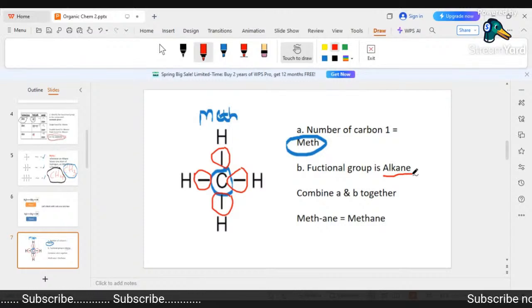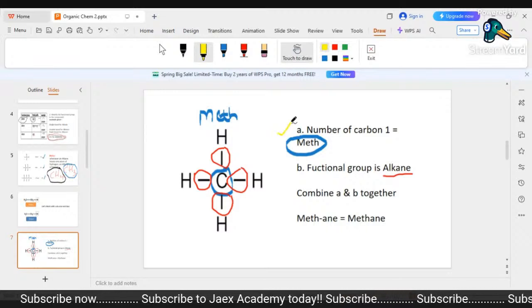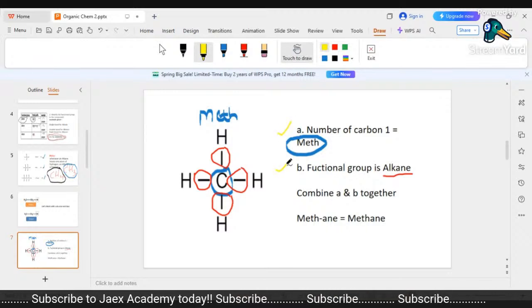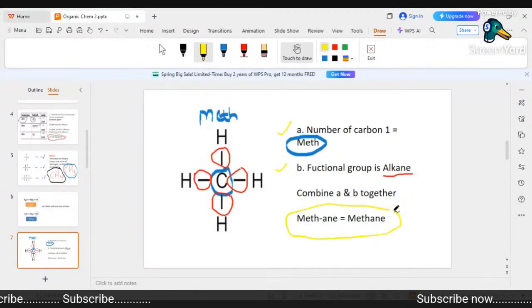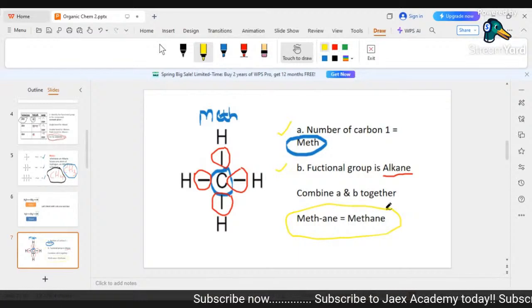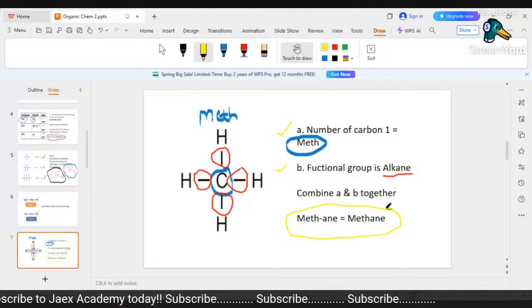Single bonds is alkane. Now let's combine A and B together. When we combine A and B together, this is what we're going to get: methane. When we concatenate it together, we get methane. Now, moving forward, do you guys understand it?